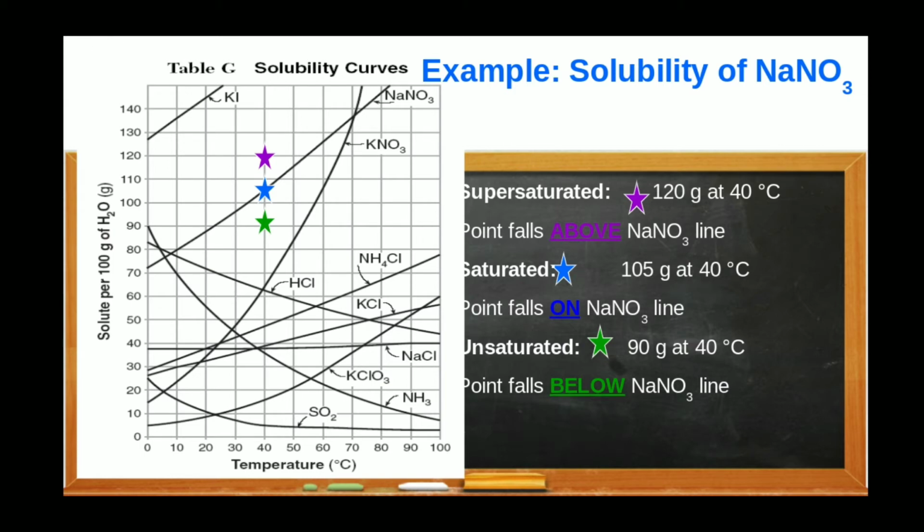But if I put in 105 grams, you can see in the blue star, that's right on the line. So 105 grams dissolved in 100 grams of water at 40 degrees Celsius is a saturated solution. If I put in any value less than 105, so as we look at the green star, we'll see 90 grams of sodium nitrate in 100 grams of water at 40 degrees Celsius. That solution would be considered unsaturated.